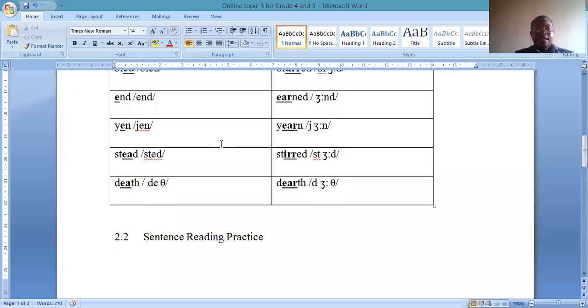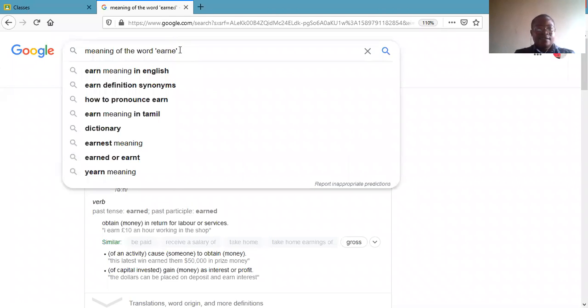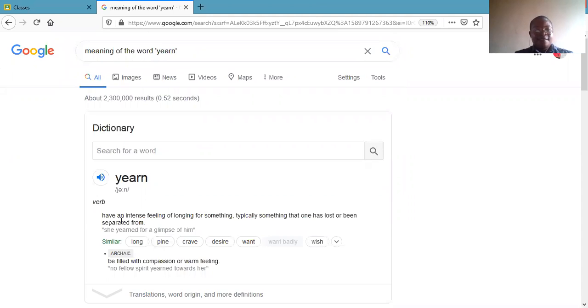Okay, so we have yen and we have yearn. That too is also another word that we need to find out the meaning. So let's go back to the Google Finder and check out the meaning of the word yearn. All right, but just as a way for you to get an idea, it means wanting something, a serious need or want for something. Now it says have an intense feeling or longing for something, typically something that one has lost or been separated from. Okay, let's go back to our word list.